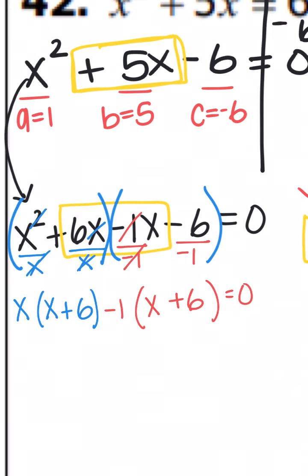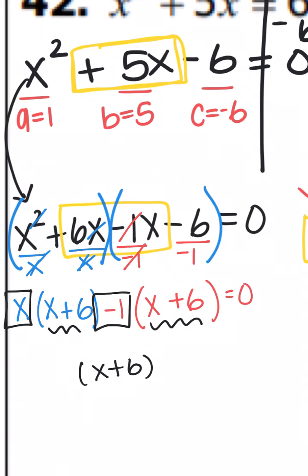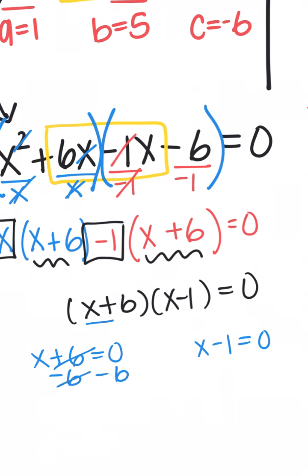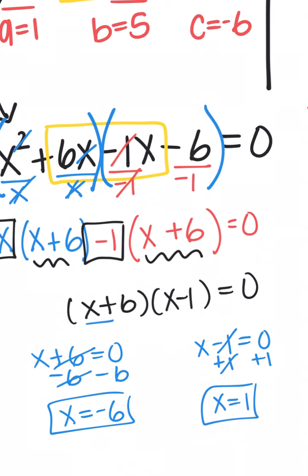The nice thing about this is now these parentheses are the same. So x plus 6 is one of our factors. Our other factor is what we factored out, so x minus 1, and it still equals 0. At this point, you set x plus 6 equal to 0 and x minus 1 equal to 0 and solve for x. I would have to subtract 6, so I get x equals -6. That's one of my solutions. To get the x by itself here, I would have to add that 1 to the other side, and you get x equals positive 1. So my solutions are -6 and positive 1.